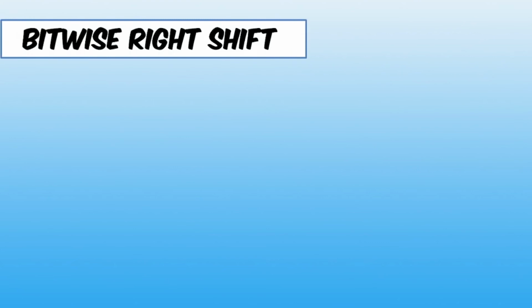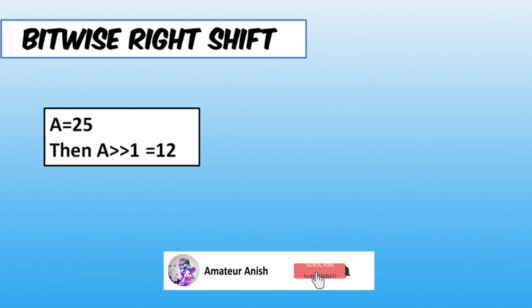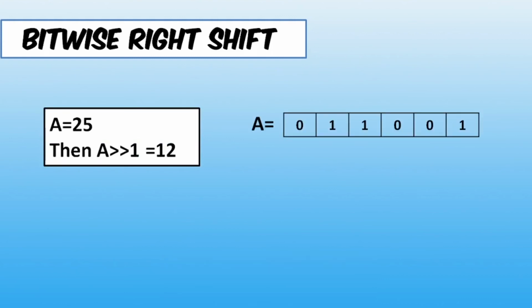Again we have the bitwise right shift operator. Let's again take a equals 25. Then a right shift 1 will be 12. This will also convert a equals 25 to its respective binary bits, that is 011001, and then this performs the bitwise right shift operation.